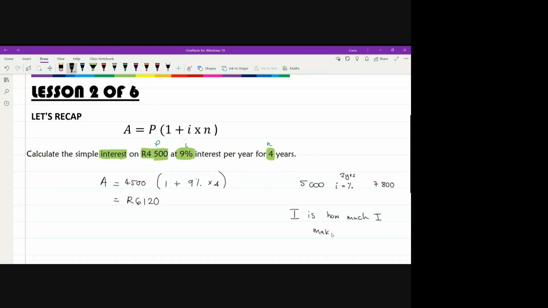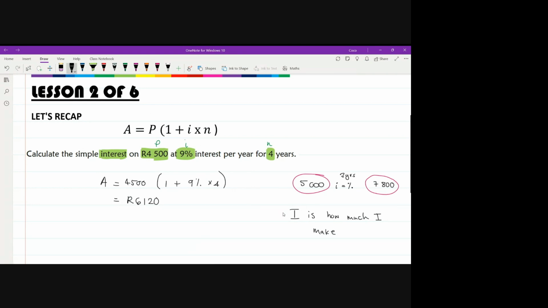If I had 5,000 Rand in my account to begin with, and I now have 7,800, how much did I make? Grade 10s, sorry, I just taught grade 8 a little while ago. How much did I actually make? It isn't 12,800 because you add in both the amounts. Well, 2,800, yes, correct, well done.